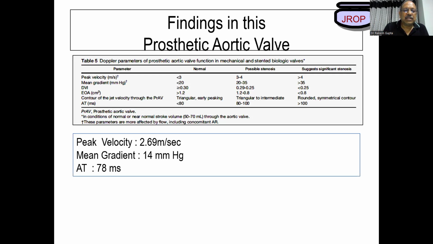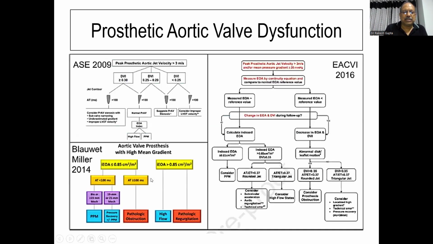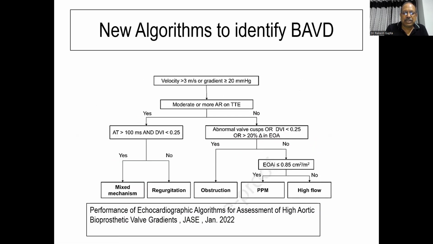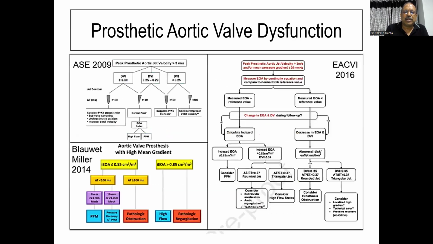And take my words, this is what we did in this patient, and this is a prosthetic aortic valve dysfunction evaluation. The most common guideline used as of today in 2024 for aortic valve leaflets is this particular one from the European Association of Cardiovascular Imaging. They put a lot of emphasis on aortic valve acceleration time versus ejection time to consider whether this is a normal valve or high flow state or patient prosthesis mismatch or some abnormalities.